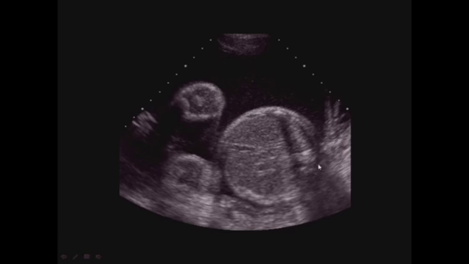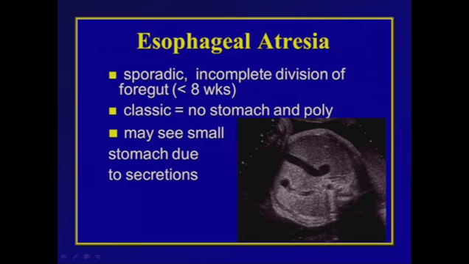Here's another case of a fetus where no stomach bubble is seen. Here's the transverse view of the upper abdomen, once again the intrahepatic umbilical vein, and no stomach in the left upper quadrant. But look, in this instance, we have at least mild and possibly moderate polyhydramnios, which leads us to the next diagnosis, which is esophageal atresia.